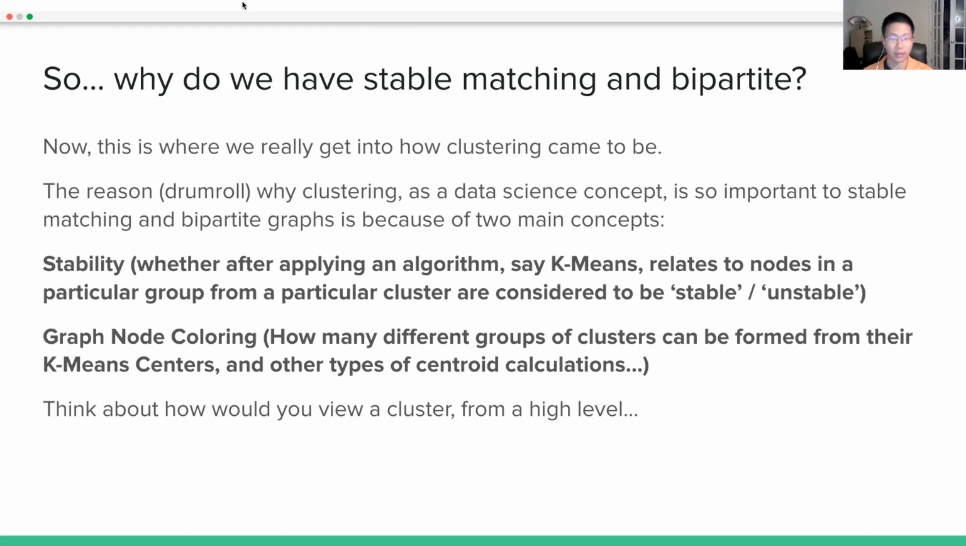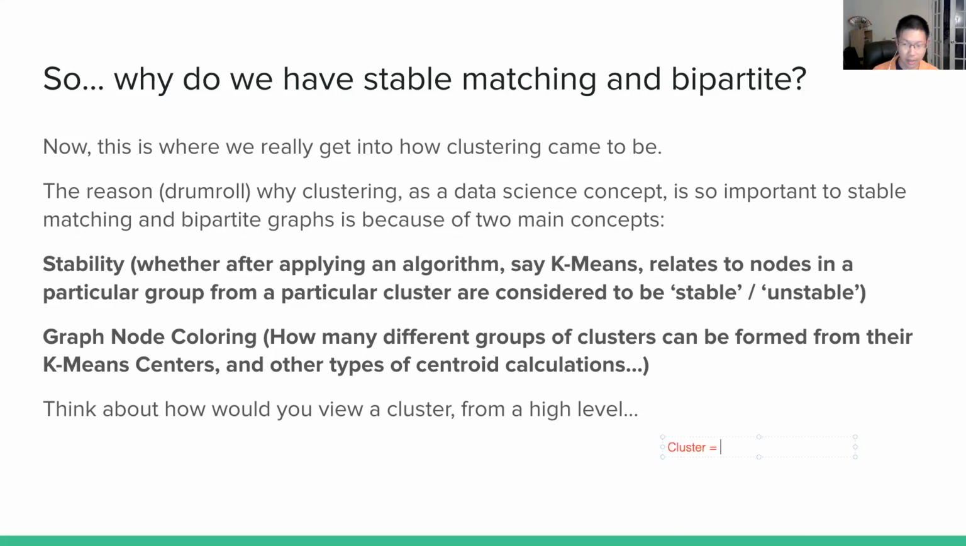And of course, a very, very famous graph algorithm, node coloring: how many different groups of clusters can be formed from the k-means centers and other types of centroid calculations. So think about it. What would you think about a cluster from a high level, like Facebook analytics, or just a bunch of dots on a screen and making a graph? It's really just a collection of data points that show a pattern. So a takeaway point is this: a cluster is a collection of data points that show a pattern.